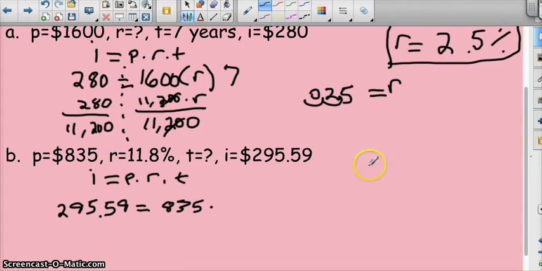The R is 11.8%. I'm going to go ahead and convert that to a decimal before I enter it by moving the decimal point back 2 places. Makes it 0.118. And the T is what we're looking for. So we'll enter a T for the time.